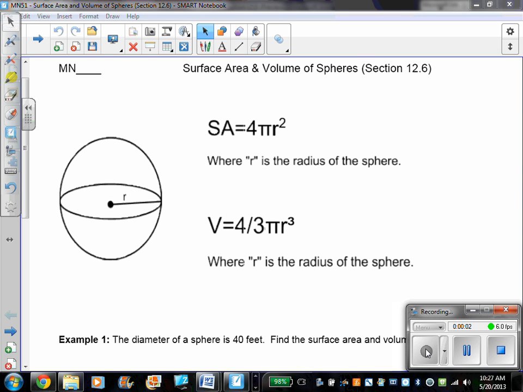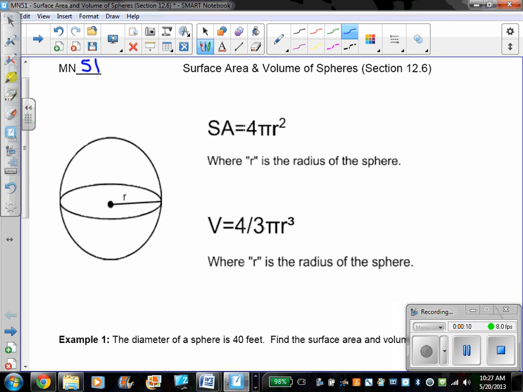Welcome, ladies and gentlemen, to your MN51 notes, where we're going to talk about surface area and volume of spheres. This is associated with section 12.6 in your textbook, and you'll see this beautiful 3D figure on the left-hand side, which is a sphere. Notice that from the center of that sphere out is the radius.